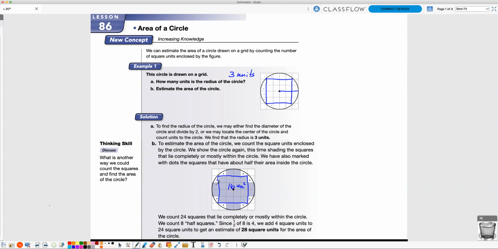And then there's 17, 18, 19, 20, 21, 22. Those would be 22 units squared. This would be worth half each. So that'd be 23, 24, 25, 26. And I forgot to count a couple of them down here, 27, 28. So there's 28 square units for the area of the circle if you were to look at it using the grid.